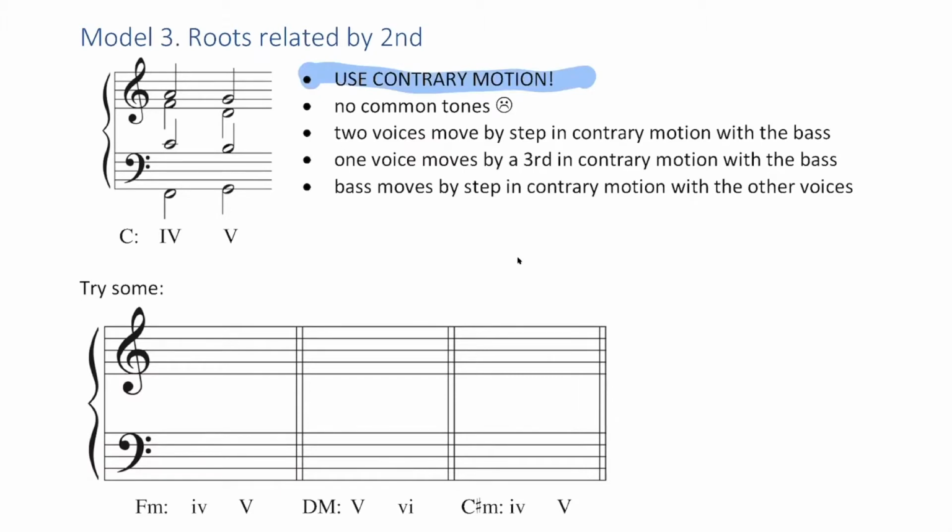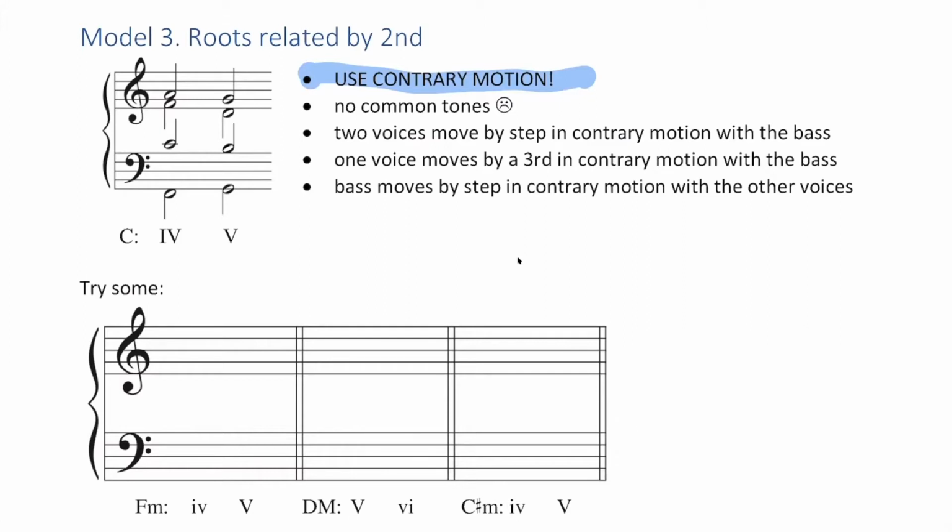If you remember nothing else about part writing from these past few days, what I do want you to remember is when your chords have roots that are related by step and they're in root position, you've got to use contrary motion between the outer voices. If you don't, you get parallel octaves and fifths, and we don't want those.